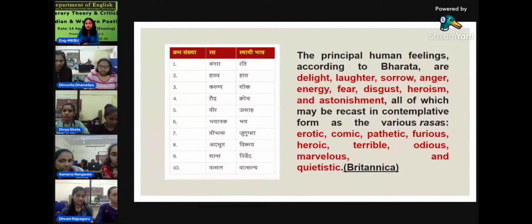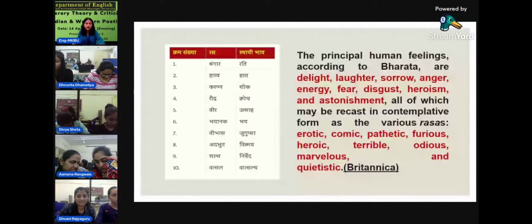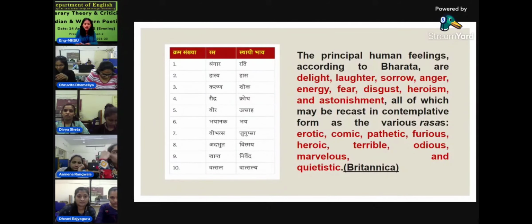Bharat Muni has introduced probably eight or nine rasas in his Natya Shastra, and later on the list has increased. I have put 10 types: Shringar, Hasya, Karun, Rudra, Veer, Bhayanak, Vibhatsa, Adbhut, Shant, and Vatsal. And for these rasas, the sthayi bhavas are Rati, Hasya, Shoka, Krodha, Utsaha, Bhaya, Jugupsa, Vismaya, Nirveda, and Vatsalya.